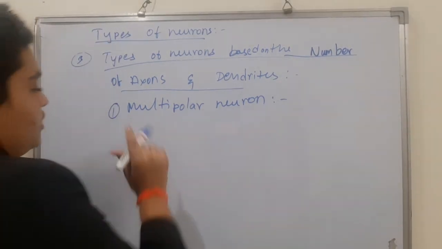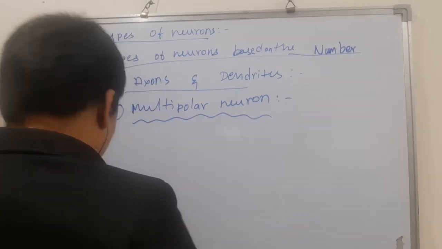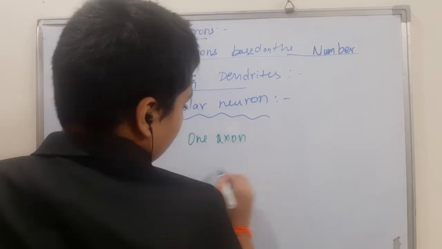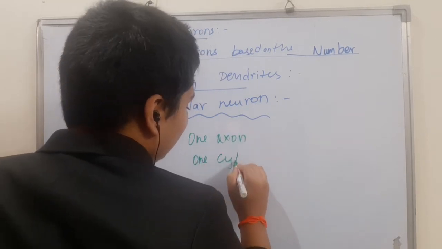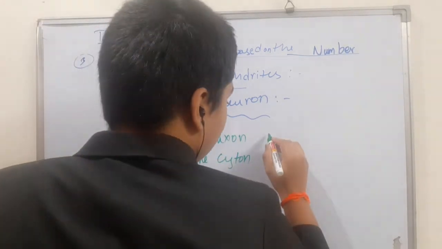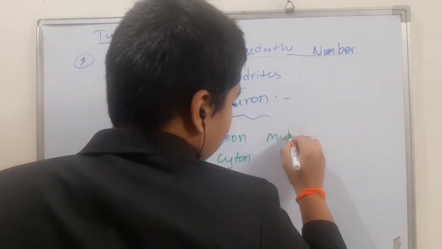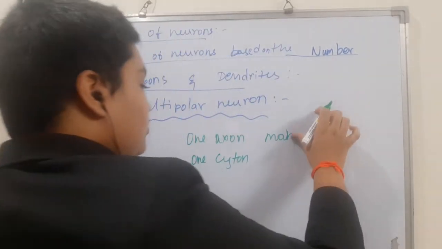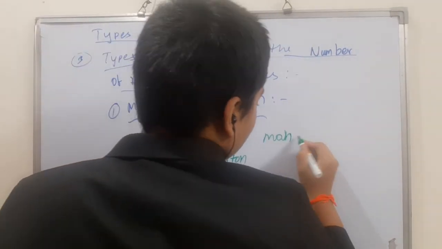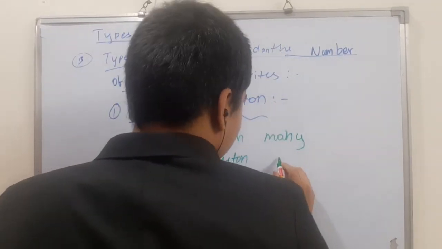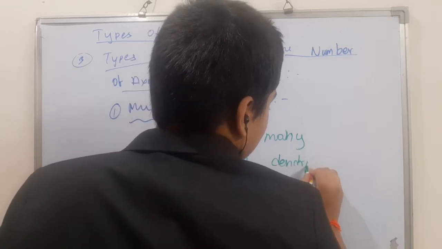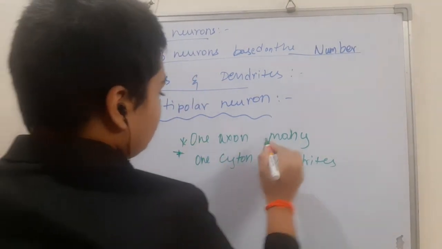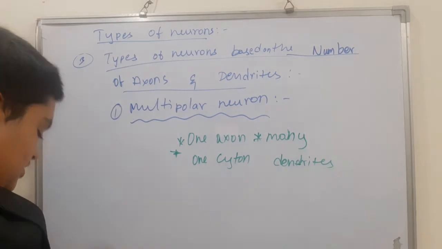This multipolar neuron has one axon, one cell body, and multiple or many dendrites. As I said, we will be only seeing the classification based on dendrites, but we will be writing axon and dendrites as a side heading. Write this, make a note of this, very important. They are the general type of neurons which are present in us.